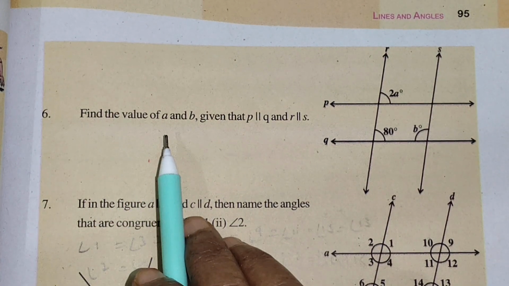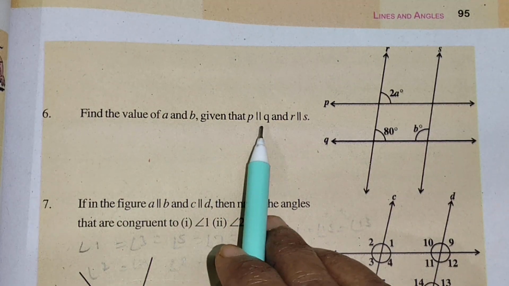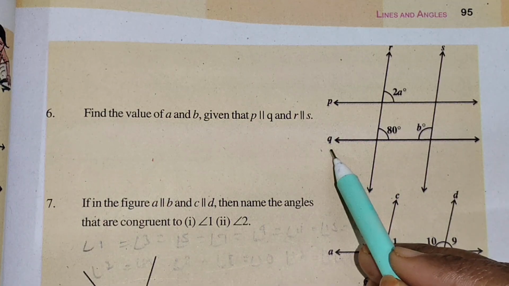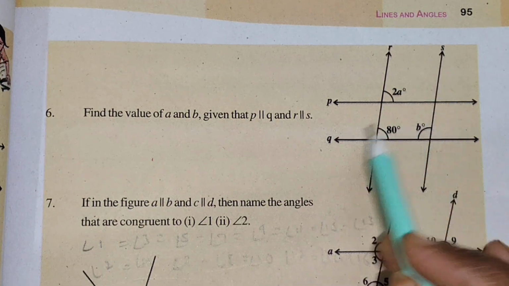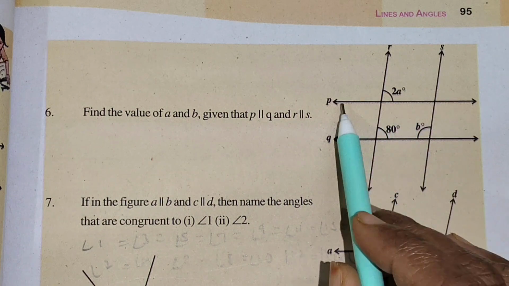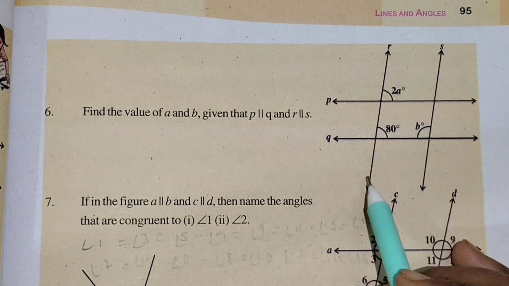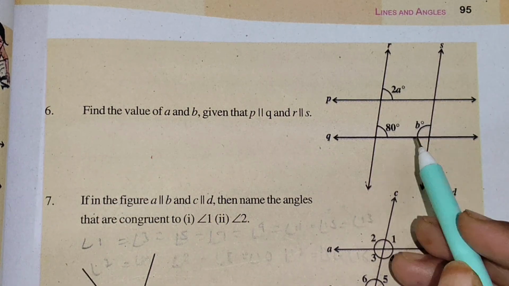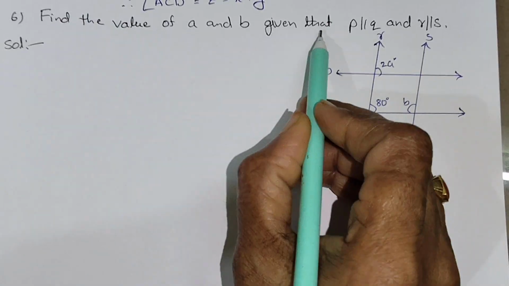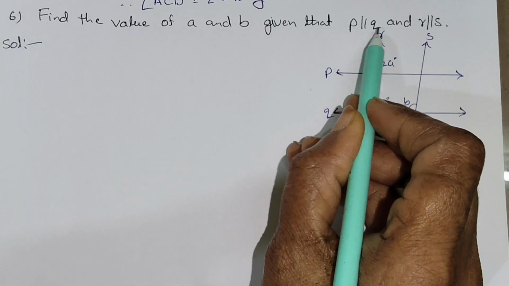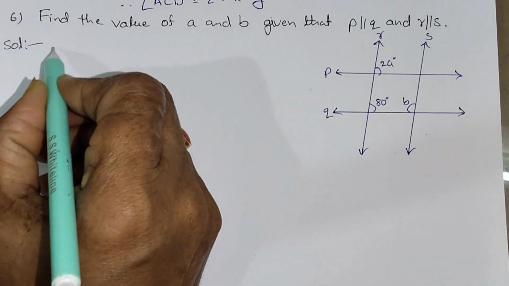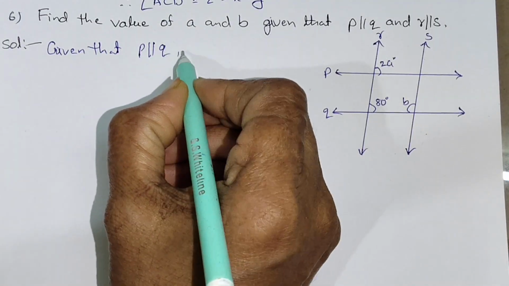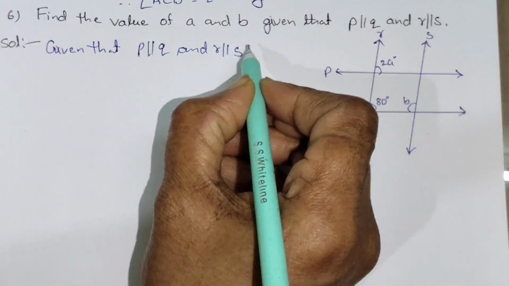Sixth question: find the value of A and B given that P is parallel to Q and R is parallel to S. These two are parallel, and these two are parallel. First we take these two parallel lines, and R is a transversal. So these two angles are equal. First we write the given data: P is parallel to Q and R is parallel to S.